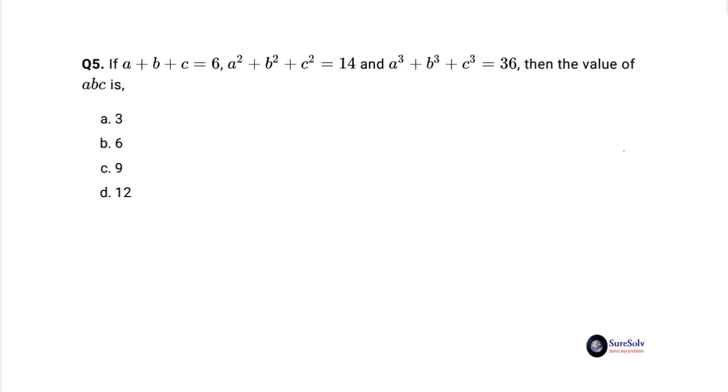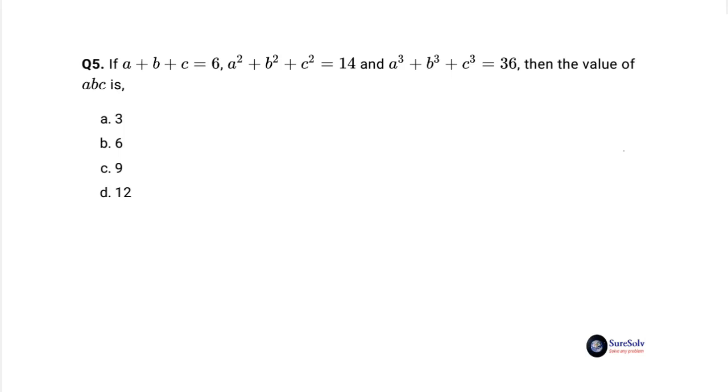At first it seems that there will be a lot of calculations involved, but we'll show you how quickly the problem can be solved. The first question to ask is, where from would you get the term abc itself? The value will come later on, but which of the given expressions will have abc hidden in it? It can only be in the expansion of a cube plus b cube plus c cube. And indeed it is so.